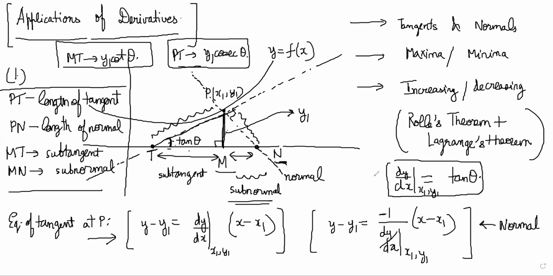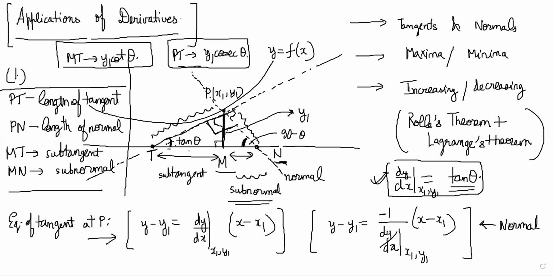So given, if you know your derivative, then you know your tan theta, then you can find all of these things basically. Similarly, if this is theta, then this is 90 minus theta, and we know that this angle is 90. So this is 90 minus theta. So this side is also known, 90 minus theta comes here, so you can now find MN and NP.